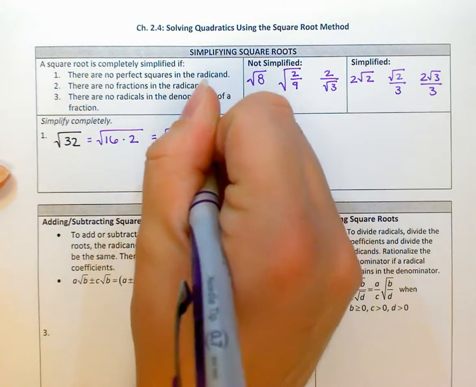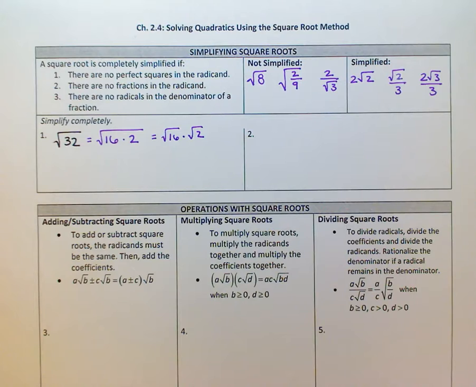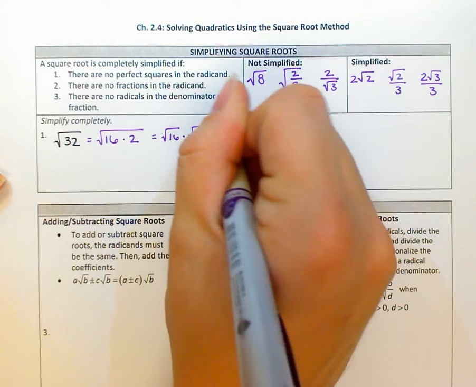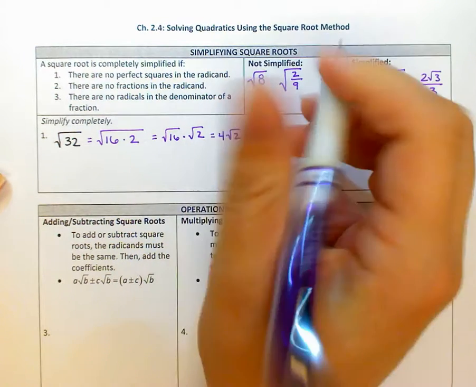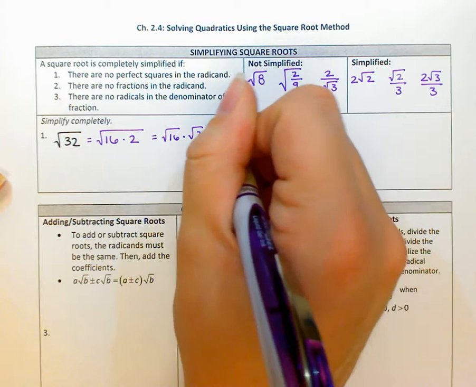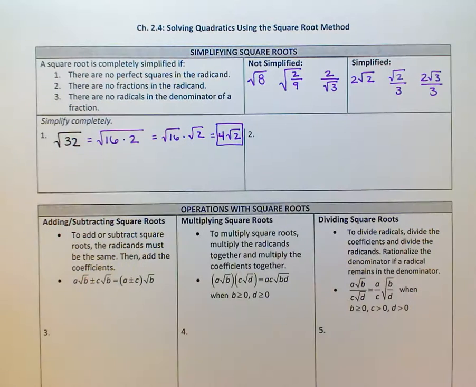times the square root of 2. We can actually break this apart. So the square root of 16 is 4, and then the square root of 2 cannot be simplified, so this would be our simplified expression. Now, if that is something that you struggle with, seeing the perfect squares, then let me show you another way you can go about it.